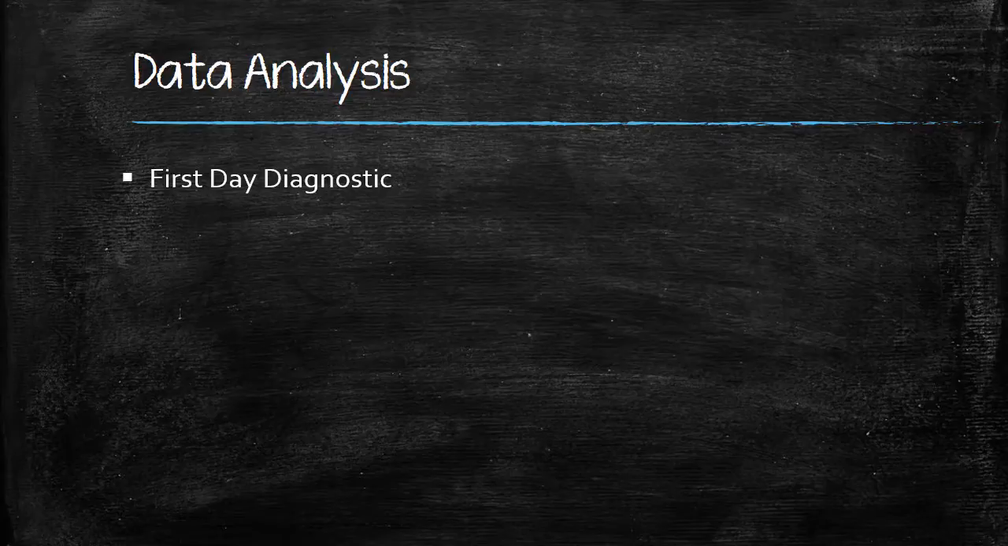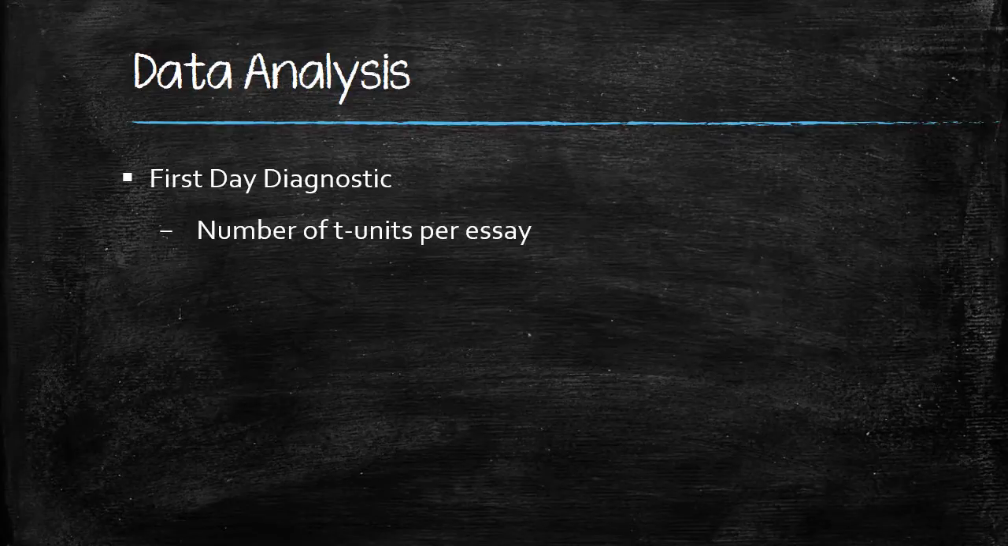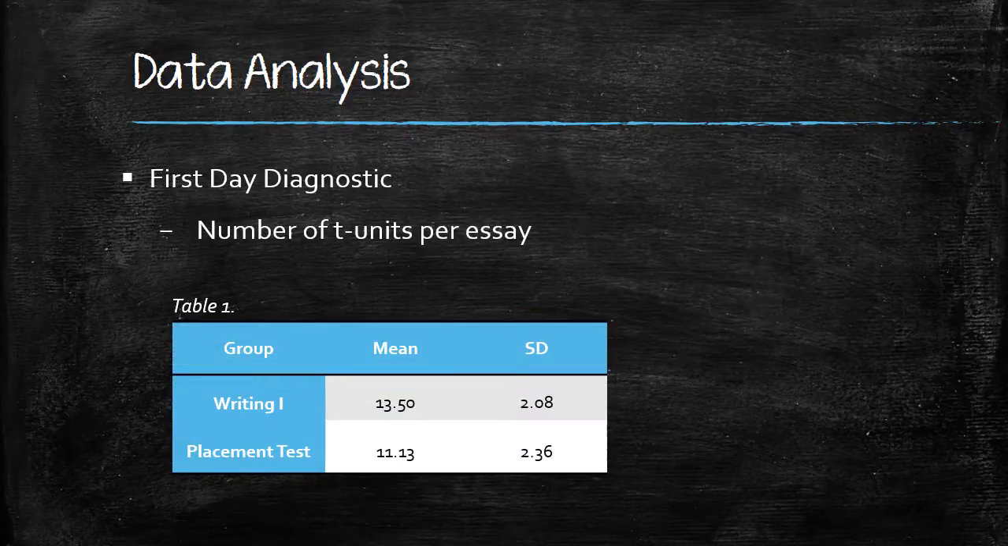To analyze the data, I conducted a quantitative analysis by first using descriptive statistics to compare the number of T-units per essay for each group. Table 1 shows the comparison of the mean number of T-units and the standard deviation for each group. As you can see, the means are pretty close, but with a slightly smaller standard deviation for the Writing 1 group.